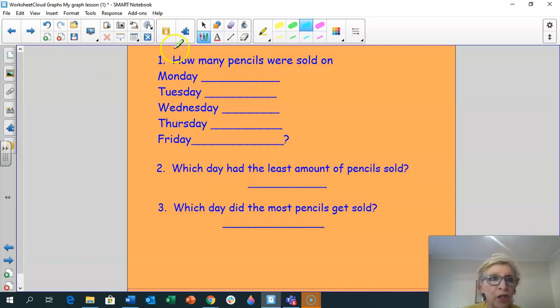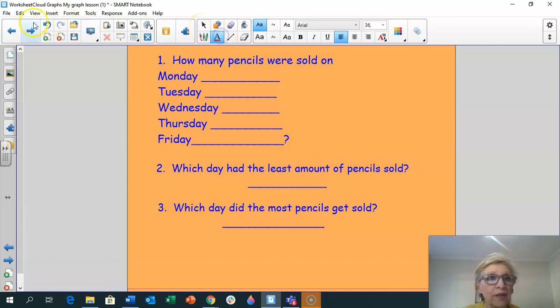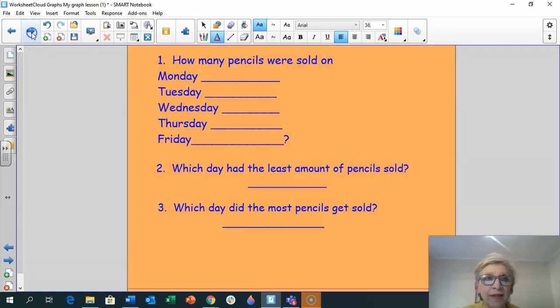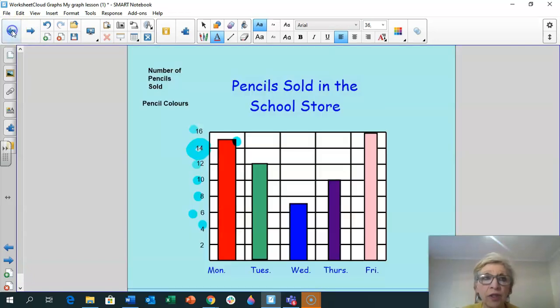But let's look at number 2. Which day had the least amount of pencils sold? Well, let's go and look back at our graph. It was Wednesday, the least amount, only 7 were sold. Which day had the most colored pencils sold? That was on Friday, because everybody got their pocket money maybe.